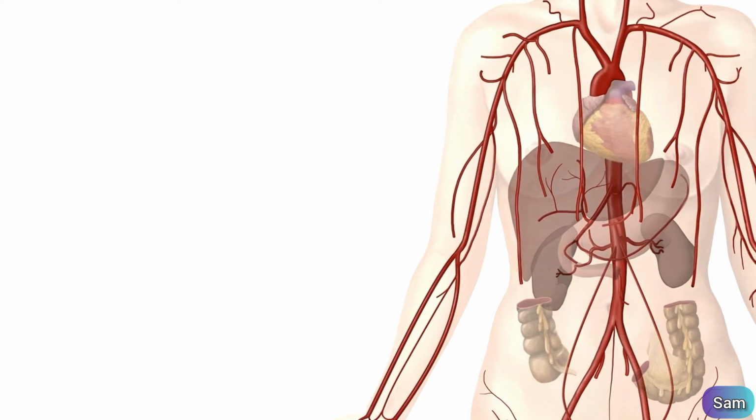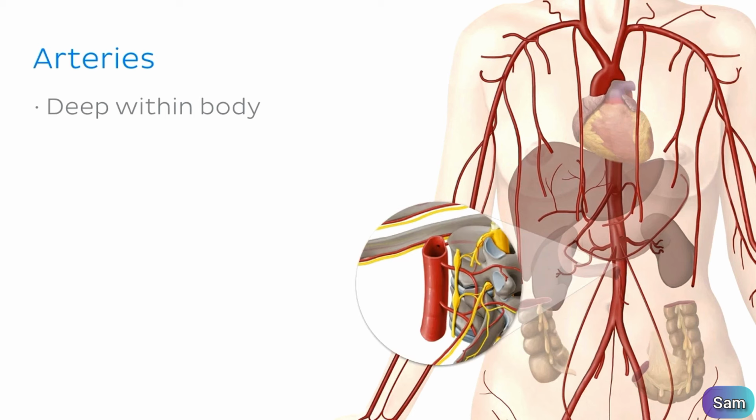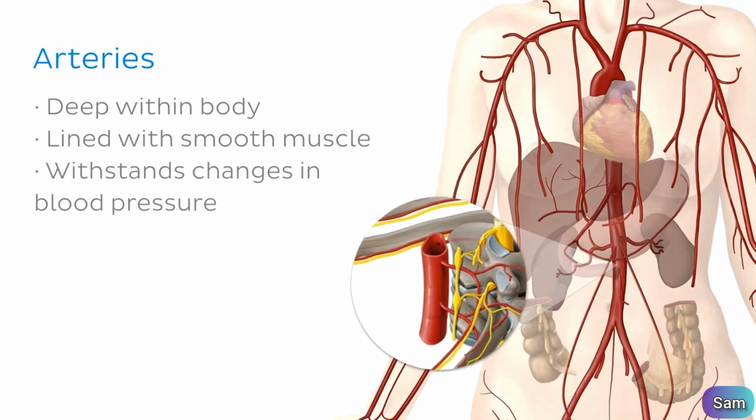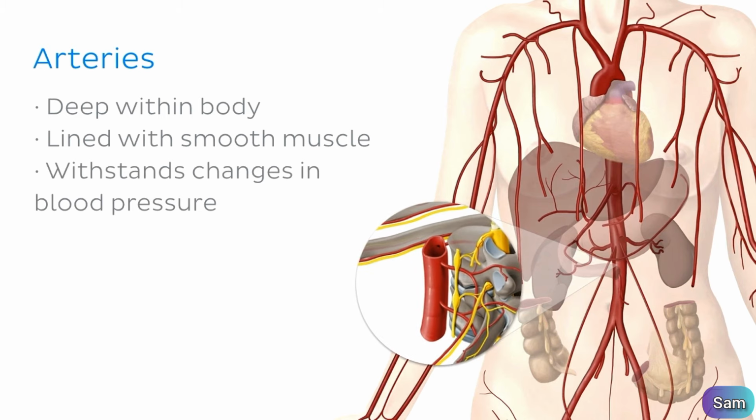Before we get into specifics, I just want to give you some general information about the arteries themselves, as this can help us to understand how to identify them from other vessels. So first off, let's talk about the location of the arteries. The arteries tend to be located deep in the body, and unlike the veins, are lined with a layer of smooth muscle. This layer is important as it helps keep the blood moving through the body efficiently. And arteries are also tough enough to withstand changes in the blood pressure caused by the pulse.